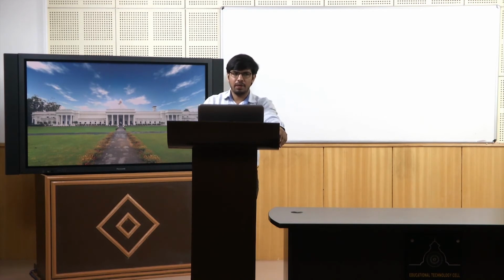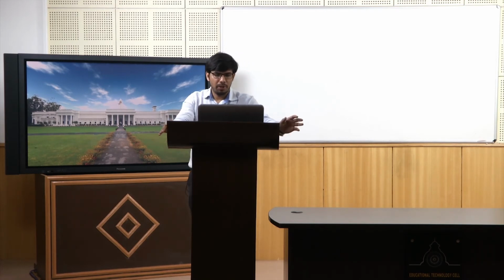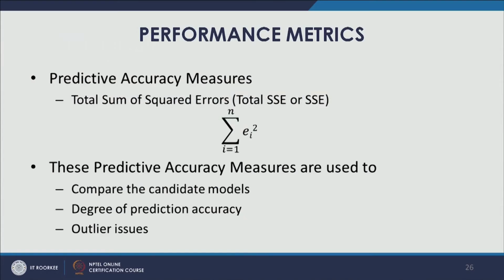The main reason is that it is in the same unit as the outcome variable, and it is quite similar to the standard error estimate that we have in a statistical setting. So for that purpose we do use that metric. Now another metric we might be interested in is the total sum of squared errors, sometimes called total SSE or simply SSE. How is it computed? We square all the errors and then sum them over all the observations. That gives us the total SSE.